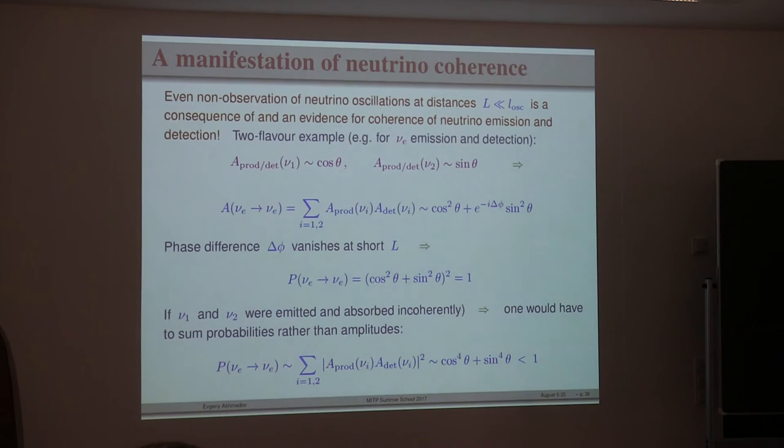Now, here the production and detection amplitude for nu1 is cos theta, so we have cosine square theta, and for nu2 it is sine square theta, but there is a phase difference between these two amplitudes, because the phase acquired by nu1 and the phase acquired by nu2 upon propagating from the source to the detector are different, and the difference of these phases enters into this expression.